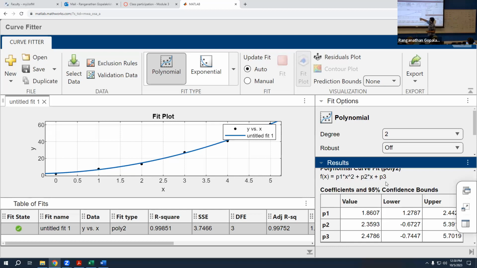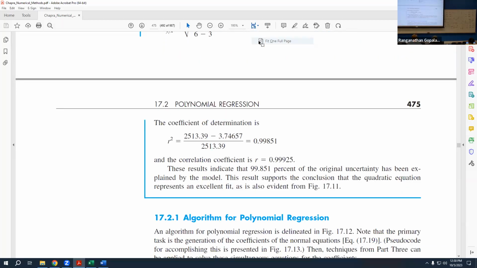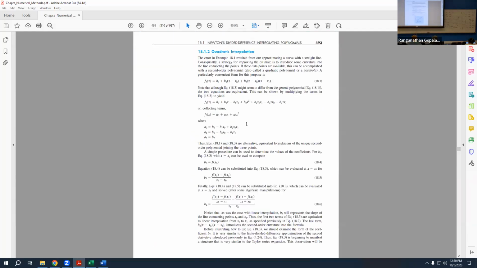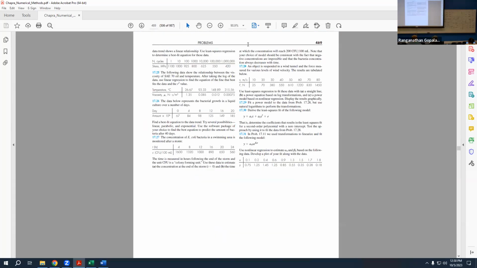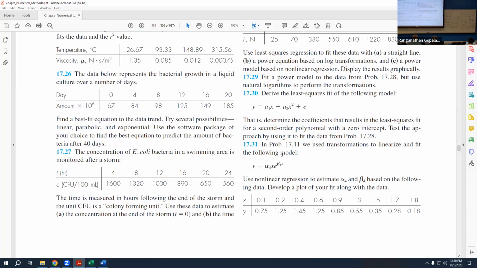So now let's try problem 17, the last problem in that unit, 17.31, using MATLAB. I want you to type in the x values, type in the y values into MATLAB, and then we'll go from there. Those who are trying.